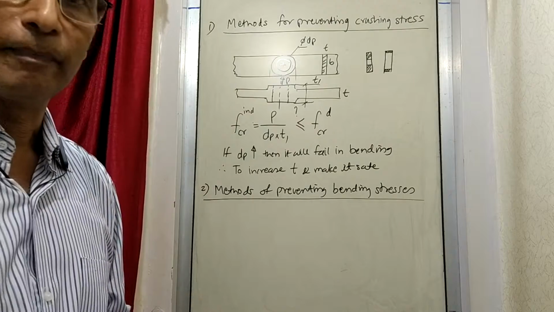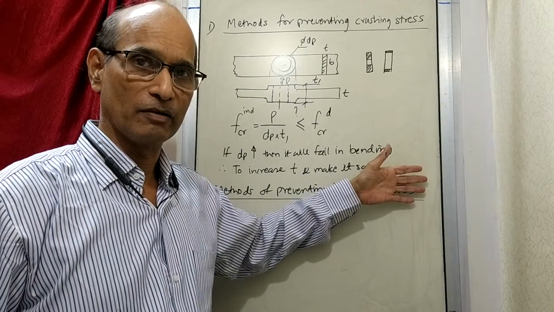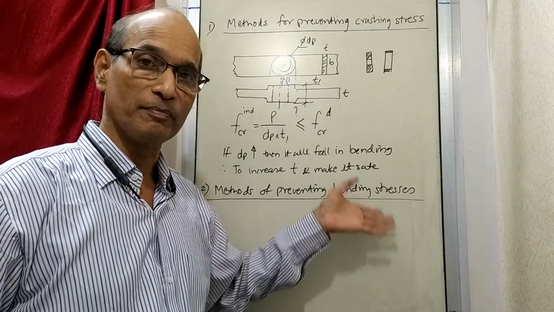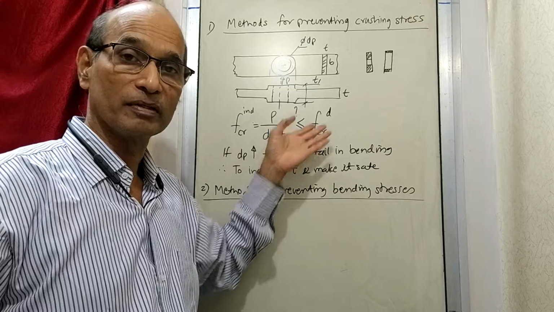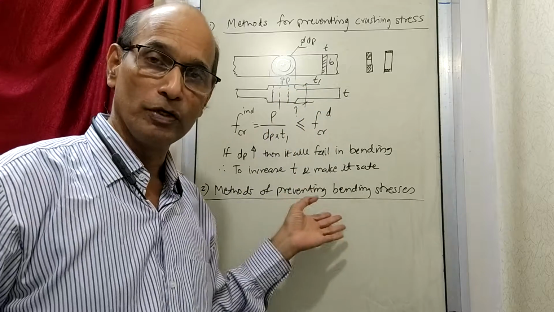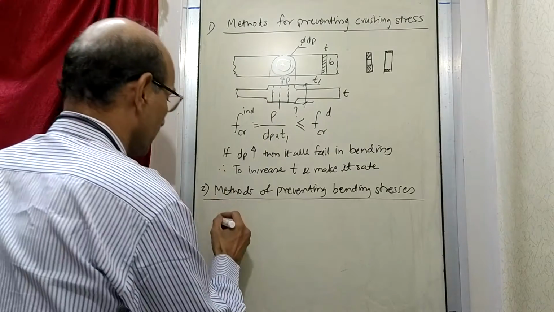Methods of preventing the bending stresses from increasing beyond the design values. How do you prevent it from increasing beyond the values? Like how we have seen preventing the crushing stresses from increasing beyond the values. Now how do you do here? That is the next thing. So maybe I'll draw a similar figure again here.